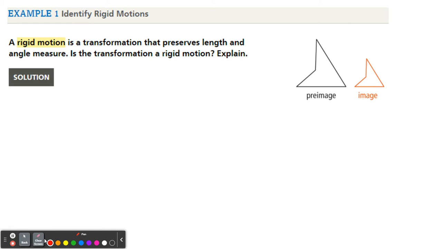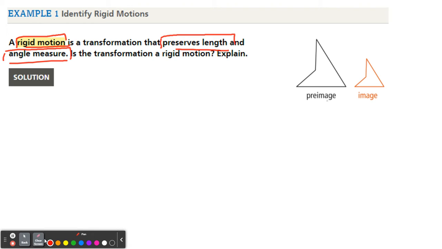First of all, we're going to talk about some rigid motions. A rigid motion is a transformation that preserves length and angle measure. So the question here is, is this transformation a rigid motion? Explain. Well, you have the pre-image, that's the starting image, and then the image is the final image.